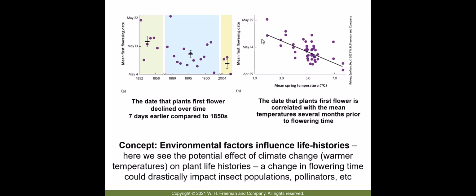So if these plants are changing what they're doing over the course of the year, and insects are depending on them, and birds are depending on that, and so are lots of other species, then those species will also be affected and would either change or perhaps not change and go extinct.